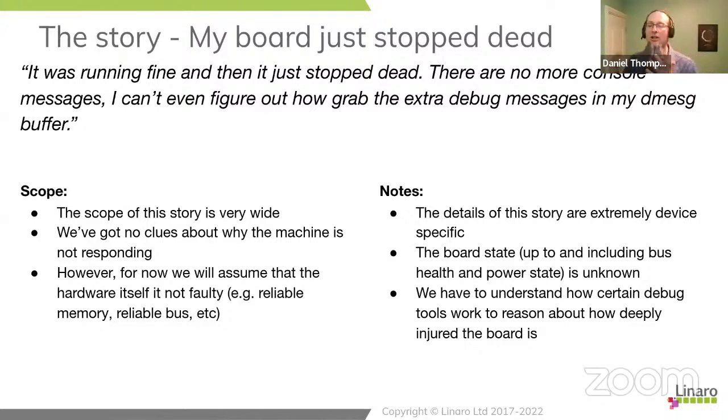There will inevitably be information about the system that we need to know to reason about what might be happening. The board state is not known. What I mean by that is we don't know that the buses are still running. We don't know about bus health. We don't know what power state it's in. One reason for boards to stop dead is when they turn off their own regulators. That is quite whimsical. So we don't know why the board isn't running. We don't know what state it's in.